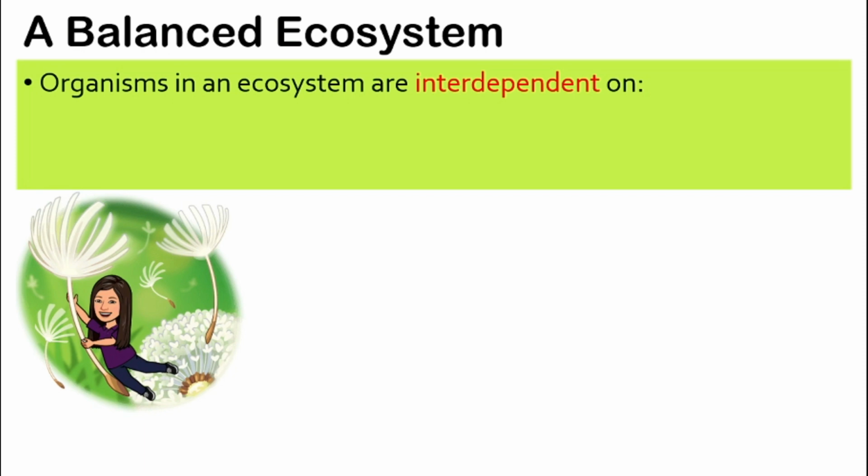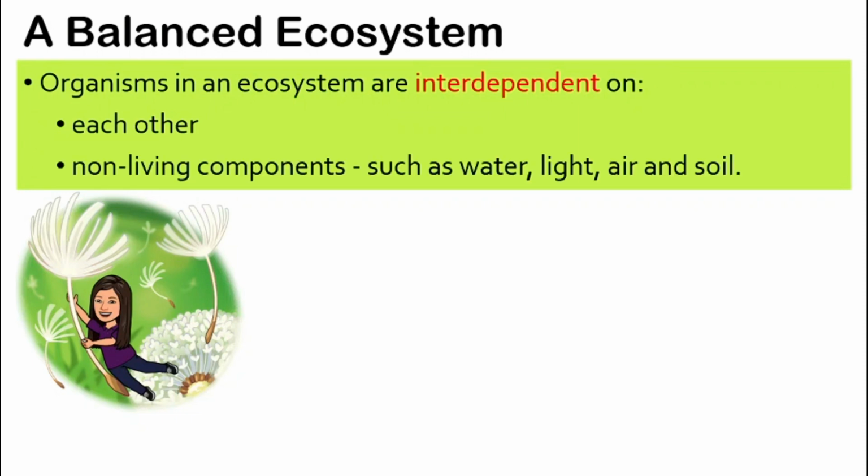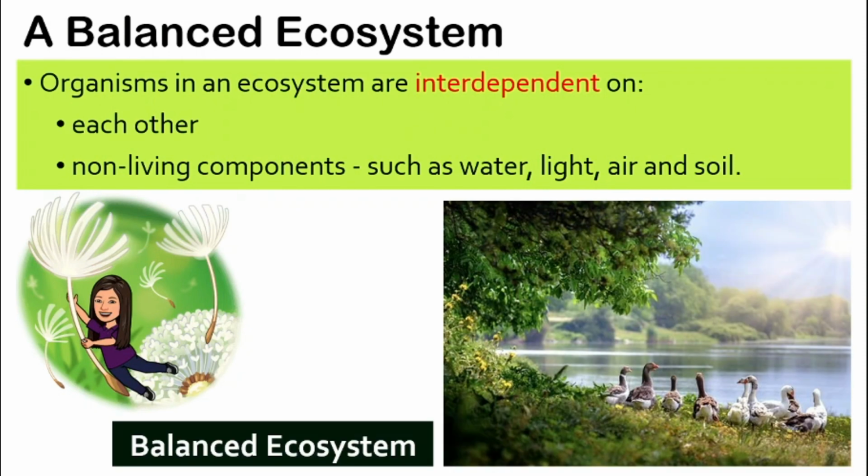What is a balanced ecosystem? We have to understand that the living things in an ecosystem, the organisms, are interdependent on each other. They need each other. They depend on each other. Not only that, they also are interdependent on the non-living things like the water, the light, the air, and the soil. When all of this exists in harmony, then one balanced ecosystem is formed. So there's a whole balanced ecosystem when the organisms in there depend on each other, depend on the non-living components, and they exist in harmony.